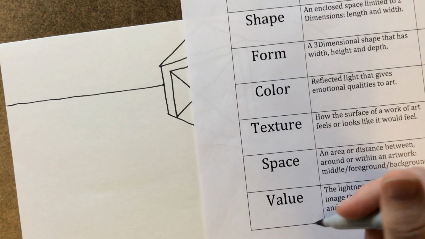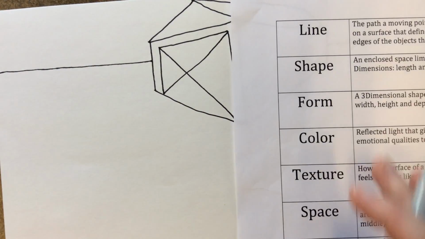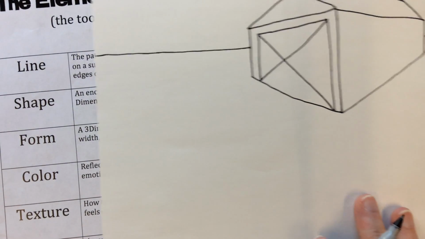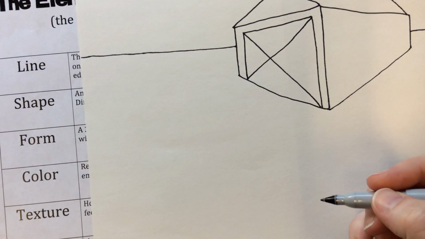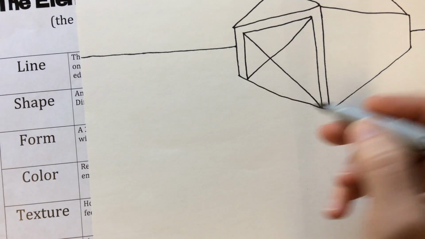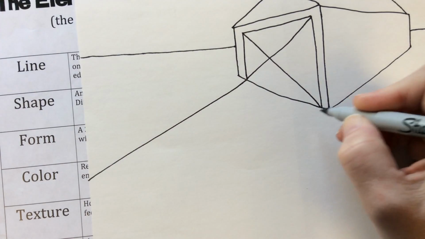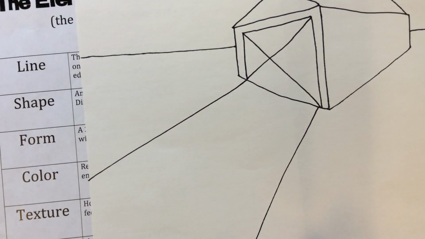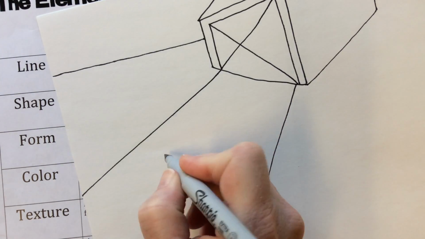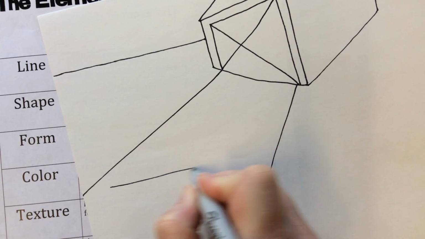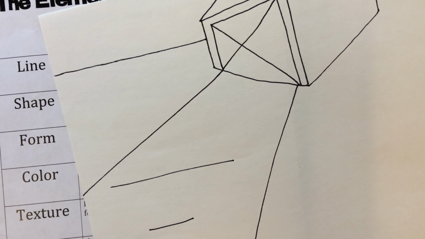Texture, space, and value. Now, since this is a poster, we're going to want to think about where we're going to put our terms and where we're going to put our title. So we need to leave some spaces. I figured I'd put our driveway here. Then we can leave a little space here to put elements of design.